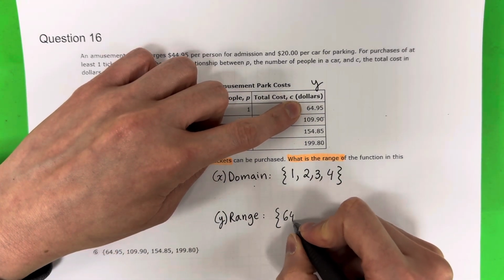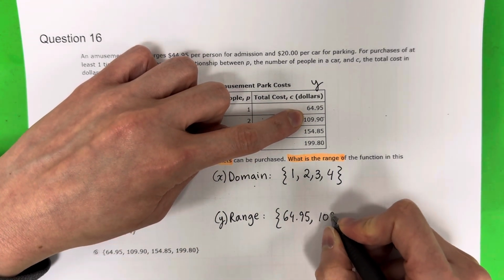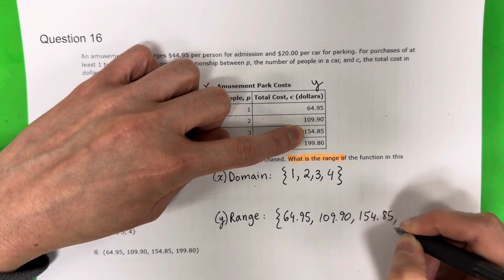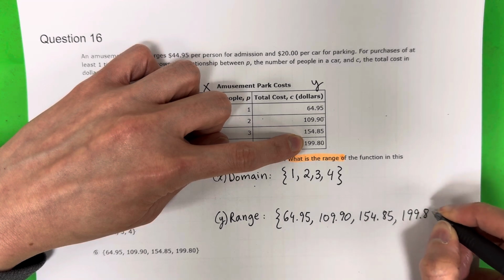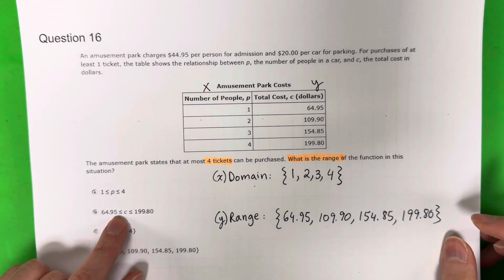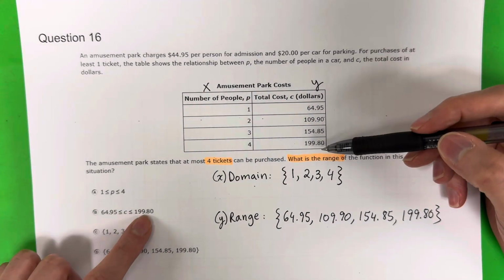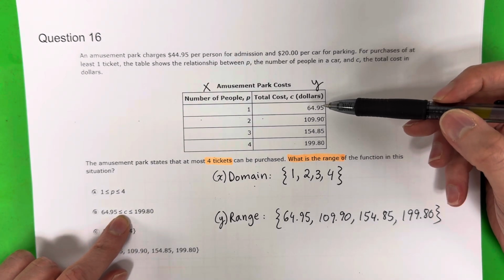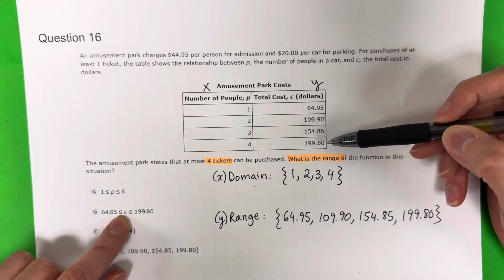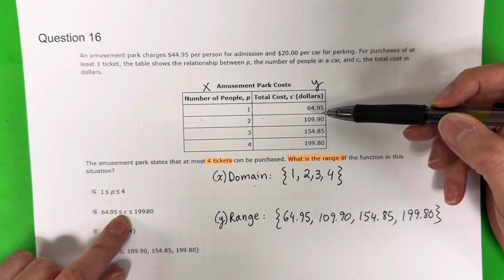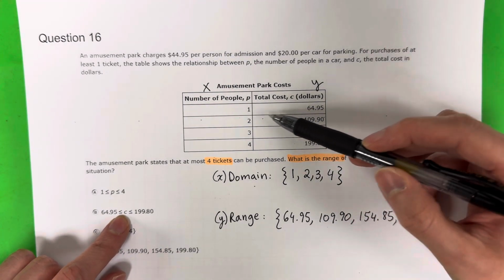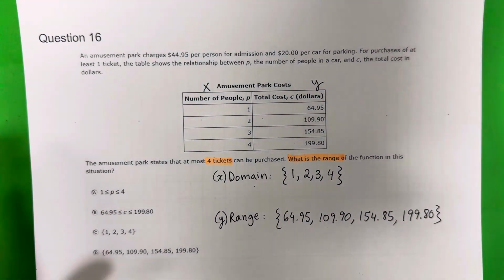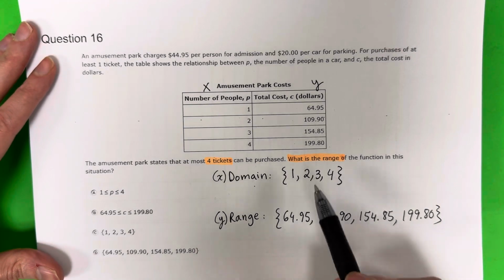So it's going to be $64.95, comma, $109.90, comma, $154.85, comma, and $199.80. It's not going to be from $64.95 to $199.80, because that would include every number between $64.95 and $199.80. For example, $100. Who's paying $100? That's not listed here. $100 would be like 1.9 of a person, right? That doesn't make sense.